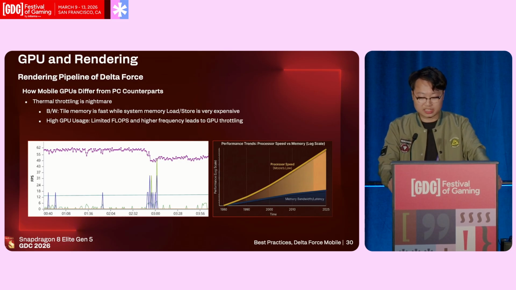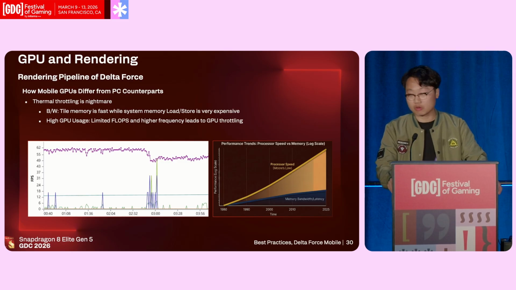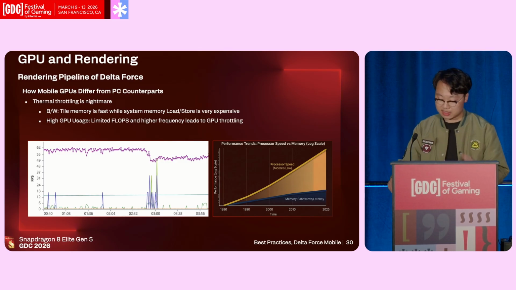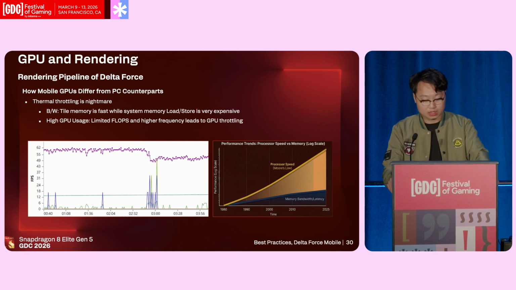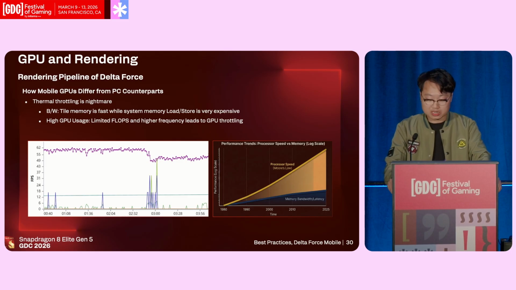Now, look at the diagrams on the right. It shows the divergence between the growth of computing power and the memory bandwidth over time. The yellow curve shows the compute capability, and the blue shows the memory bandwidth. The gap between them is widening. Expensive bandwidth and limited GPU horsepower, these are two core challenges we face when optimizing rendering on mobile.